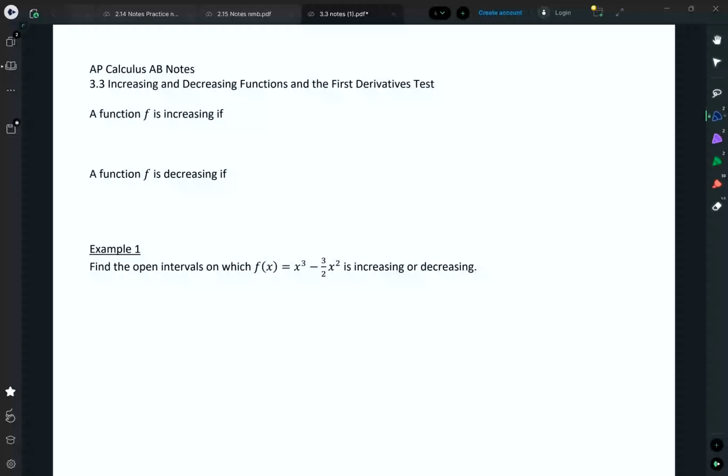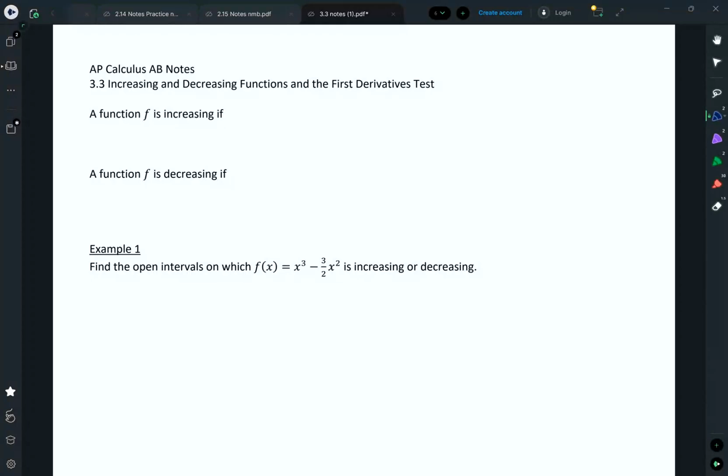Hello class, these are our AP Calc AB notes for section 3.3, increasing and decreasing functions and the first derivative test. Because we did so much with first derivative charts the other day, when we did relative max, relative min kinds of stuff, this is going to be a lot of review today.